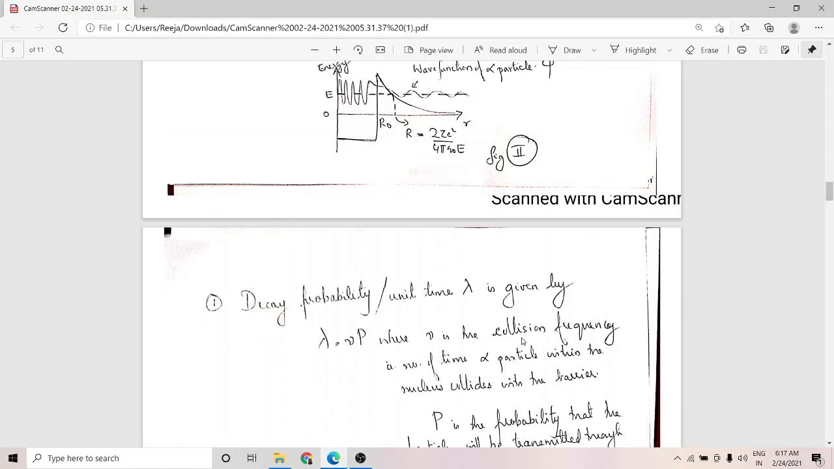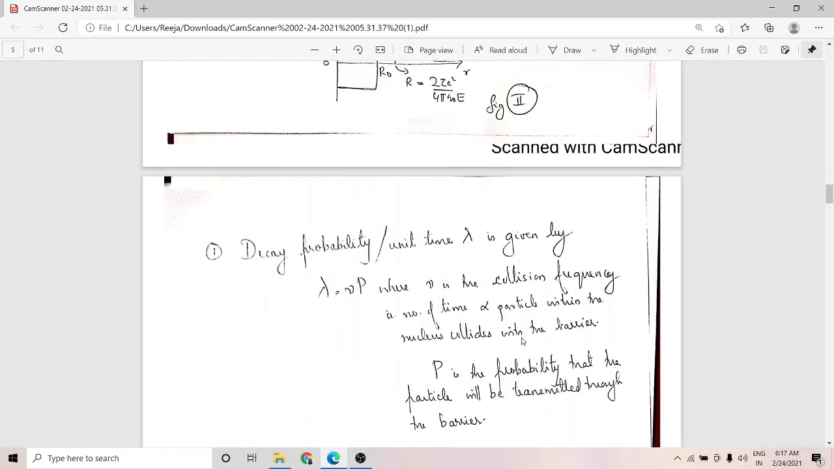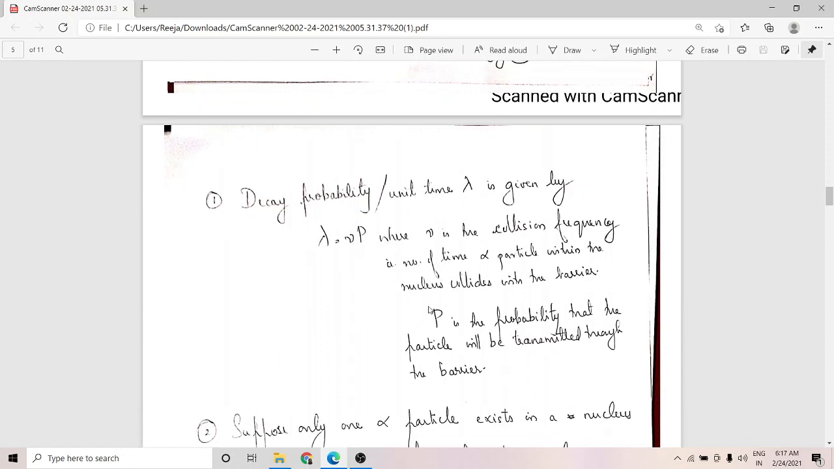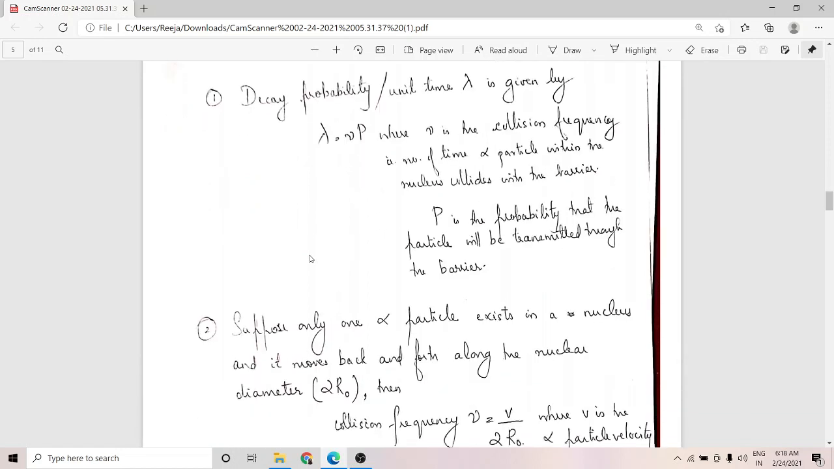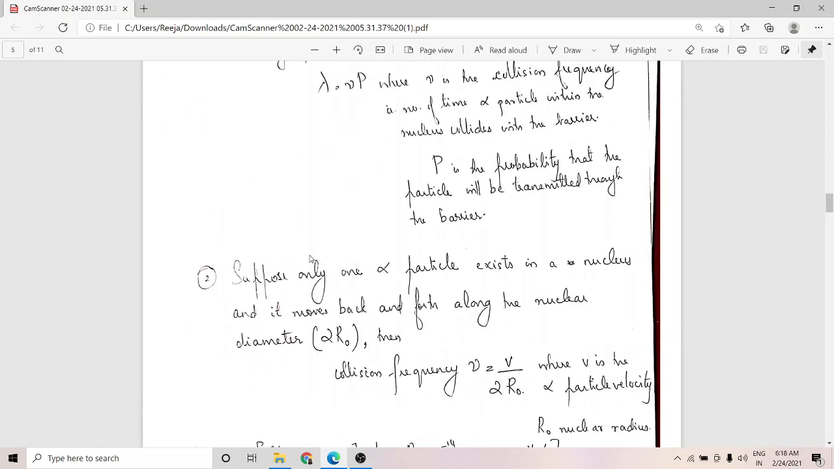Now we are going to begin our derivation. The decay probability per unit time, that is lambda, our decay constant, is given by nu into capital P, where nu is the collision frequency, that is the number of times the alpha particle collides with the barrier posed by the nucleus, and P is the probability that the particle will be transmitted through the barrier during each collision. Nu gives you the total number of collisions, so the product of these two gives you the decay probability per unit time.